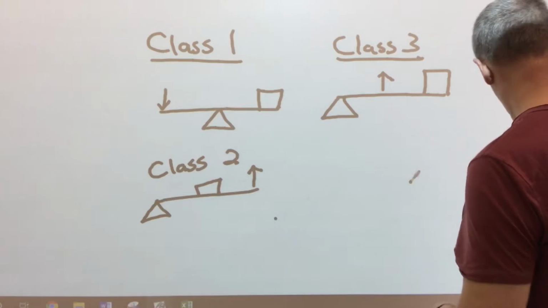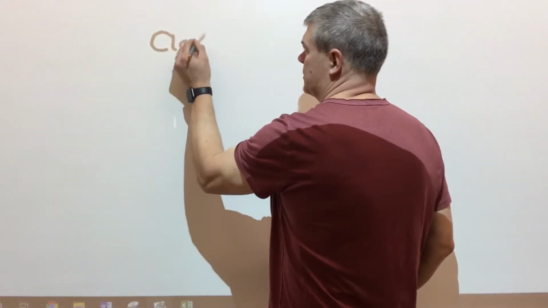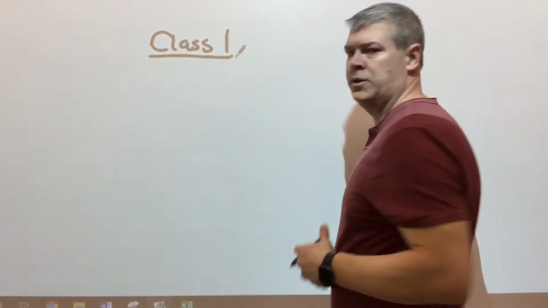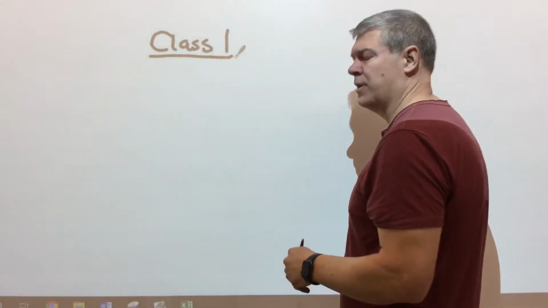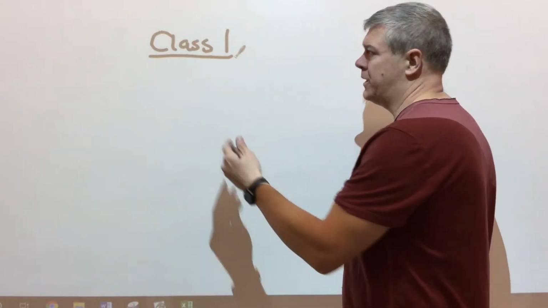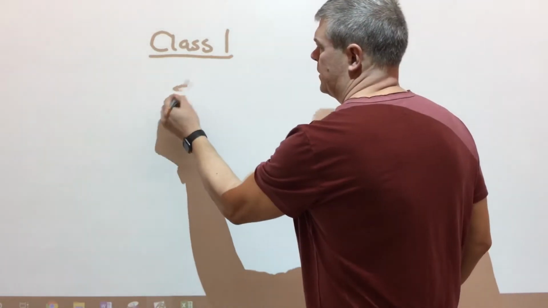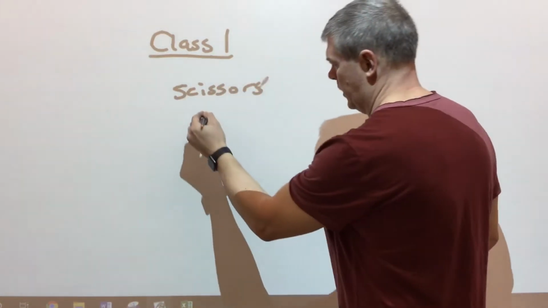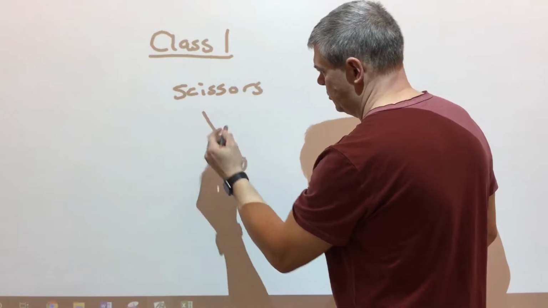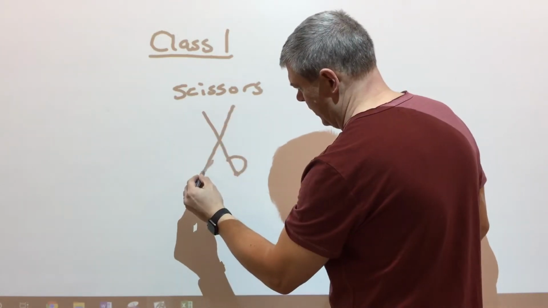Now let's start with class 1, and we'll look at a couple of examples. You had to do a classification sheet, and some of you did really well with that, and some of you still struggle with trying to figure out what things should be. So let's start with scissors. Scissors are class 1. Don't be too critical of my artwork here.